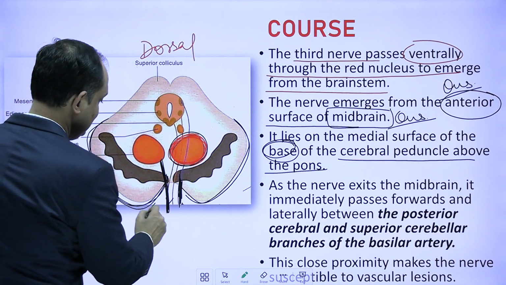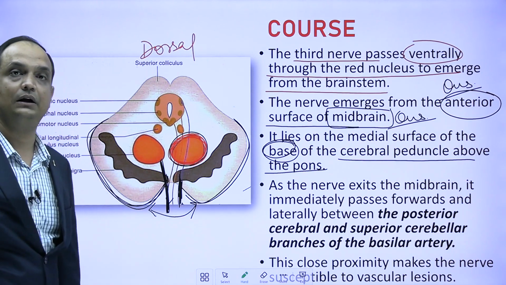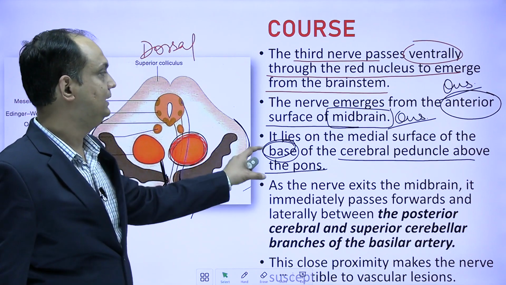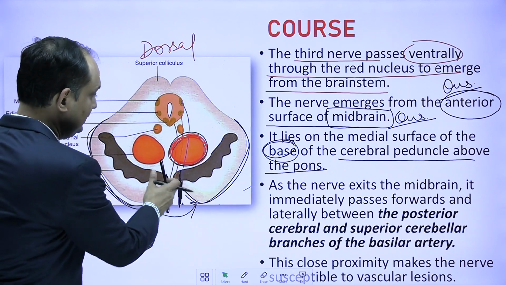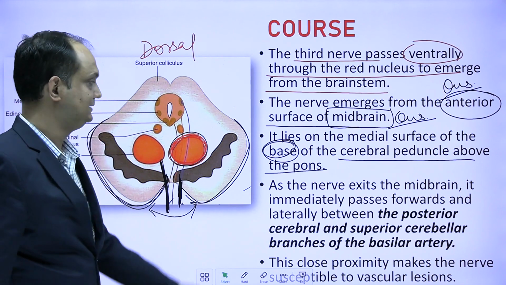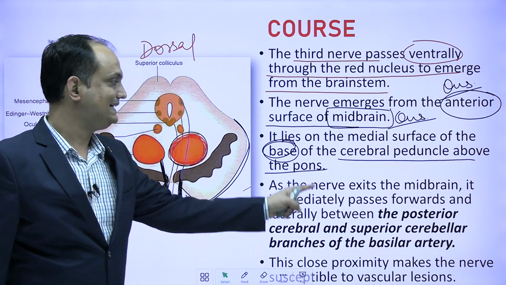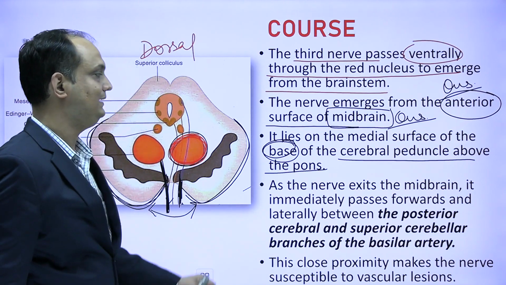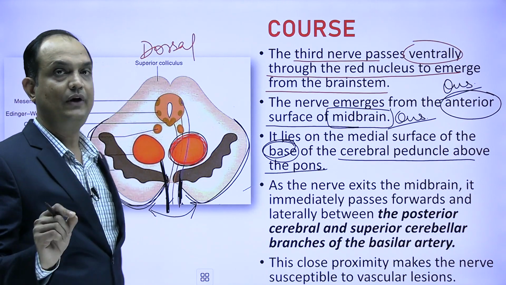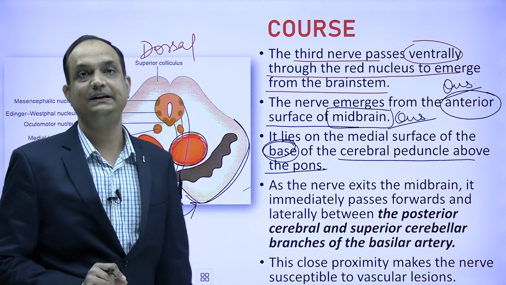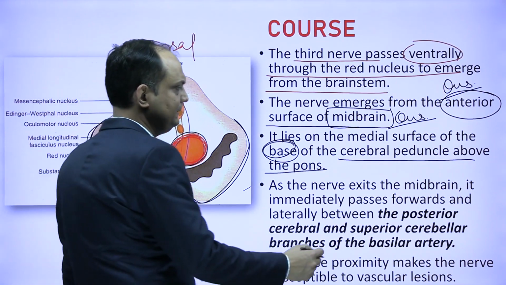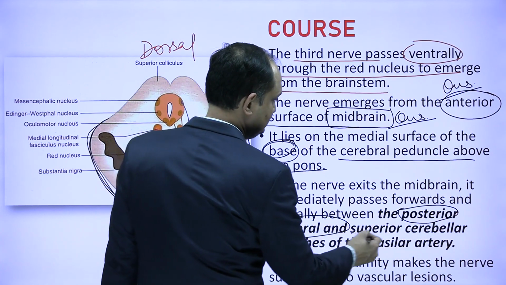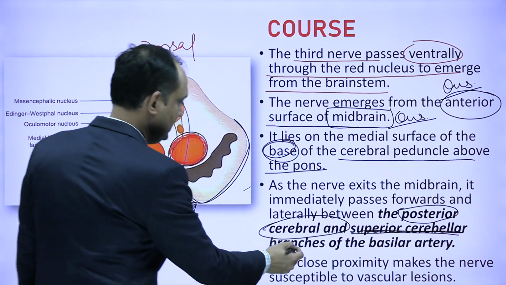And this space between the two cerebral peduncles is known as the interpeduncular fossa. So, the nerve lies on the medial side of the cerebral peduncles. As the nerve exits the midbrain, it immediately passes forward and laterally between two very important branches of the basilar artery. Now, what are these branches? One is known as the posterior cerebral artery and the second is known as the superior cerebellar artery.